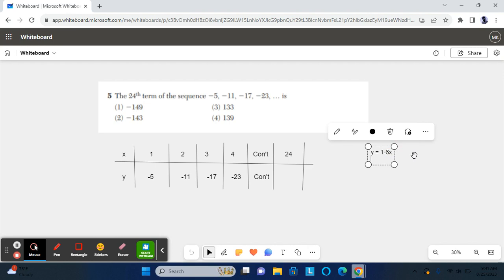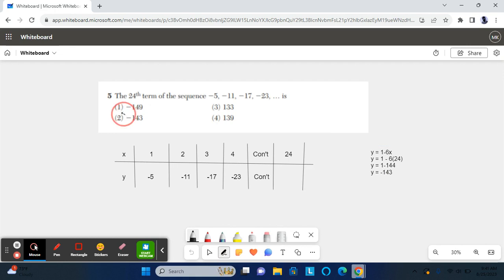You can do y equals 1 minus 6 times 24, replacing the x with 24 because that's the value of x, and then you would get y equals 1 minus 144, which makes y equal to negative 143, which is our answer, meaning that number 2 is the correct answer for question 5.